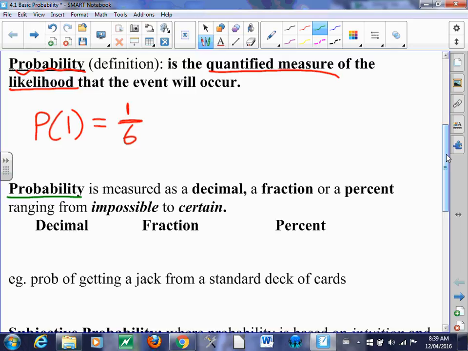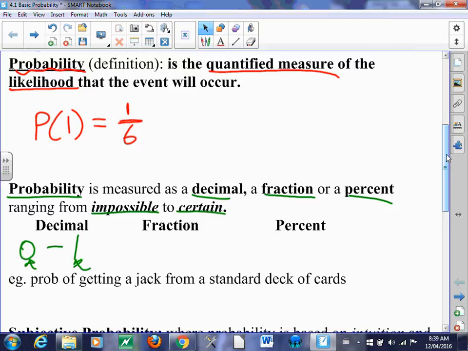Probability is measured either by a decimal, a fraction, or a percent, ranging from impossible to absolutely certain. If we took a look at a decimal, it's going to be 0 to 1. 0 meaning I'm not breathing. So that's impossible because otherwise I wouldn't be talking, right? And the absolute 1 meaning I am breathing. Okay, absolute certain.